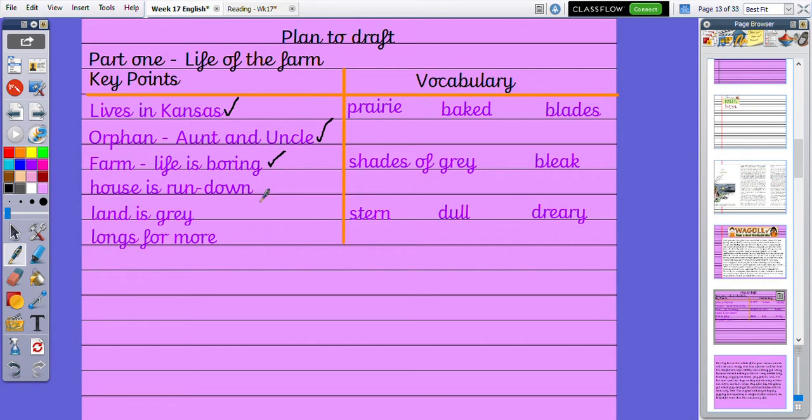I've talked about the house being run down. I talked a tiny little bit about the land being grey, but I think I could probably get a little bit more in there. And I've told them how she longs for more. Okay, so when I'm editing, I'm going to be thinking about trying to get some more in about explaining that the land is grey.